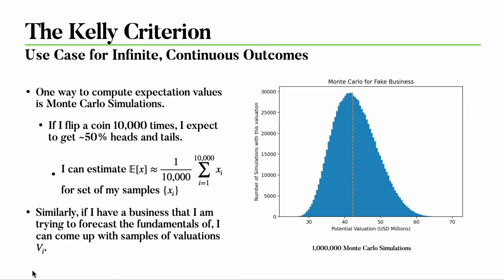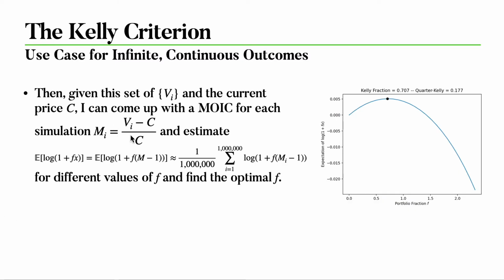But in any case, I can take all these 1 million valuations that I got, and I can come up with what the odds are given the current price of the business. And I can do the same procedure that I did for the coin flip, and try different values of f until I find the optimal f. So for this particular business, the Kelly Criterion tells me that I should bet 70% of my portfolio, which is a lot, and we'll talk about some of the limitations of the criterion and some things to consider on the next slide. But for quarter Kelly, which is just a fourth of this, it tells me that I should bet almost 18% of my portfolio to this business.